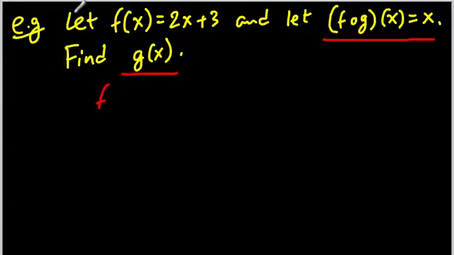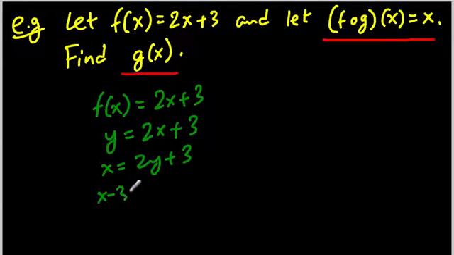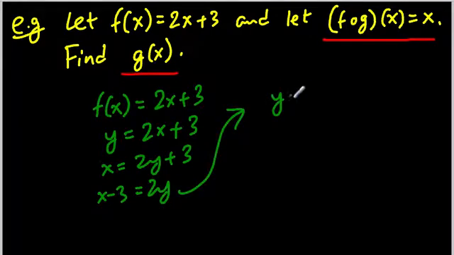So here we have, let me just put this in green, so it just looks a little bit better. Here we have f of x is equal to 2x plus 3. All we have to do is find the inverse. So y is equal to 2x plus 3. Switch them. x is equal to 2y plus 3. x minus 3 is equal to 2y. So y is equal to (x minus 3) divided by 2. And we know that this is the inverse, and we know that the inverse is equal to g of x.